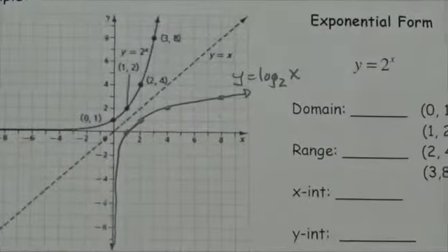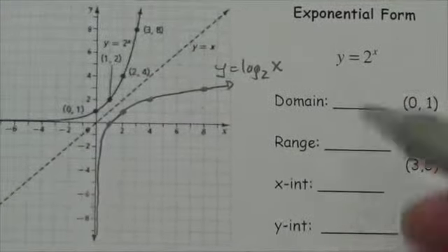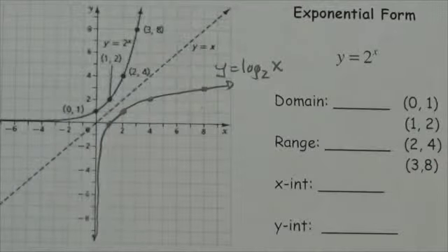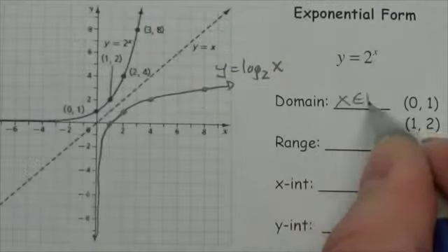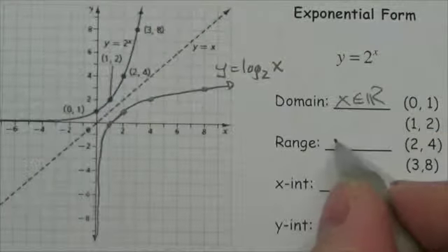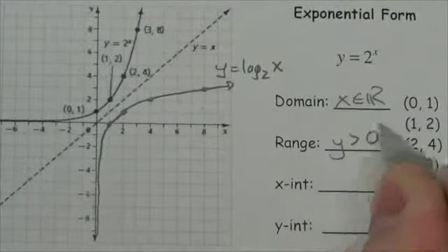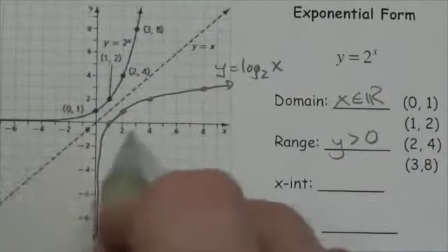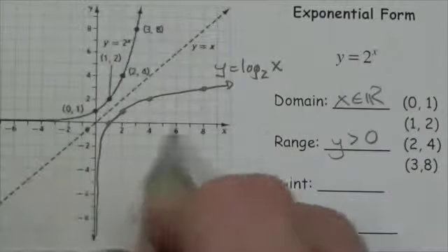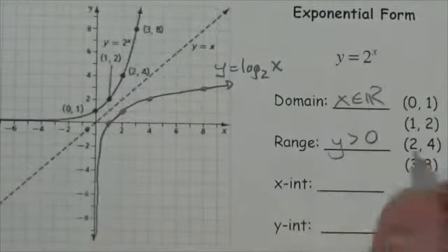Now, we're going to take a quick look at the properties of the exponential function. Notice its domain is all reals. Its range is greater than 0. It doesn't hit the x-axis. It's got that asymptote there, that line that it approaches without ever getting to. We call that a horizontal asymptote.